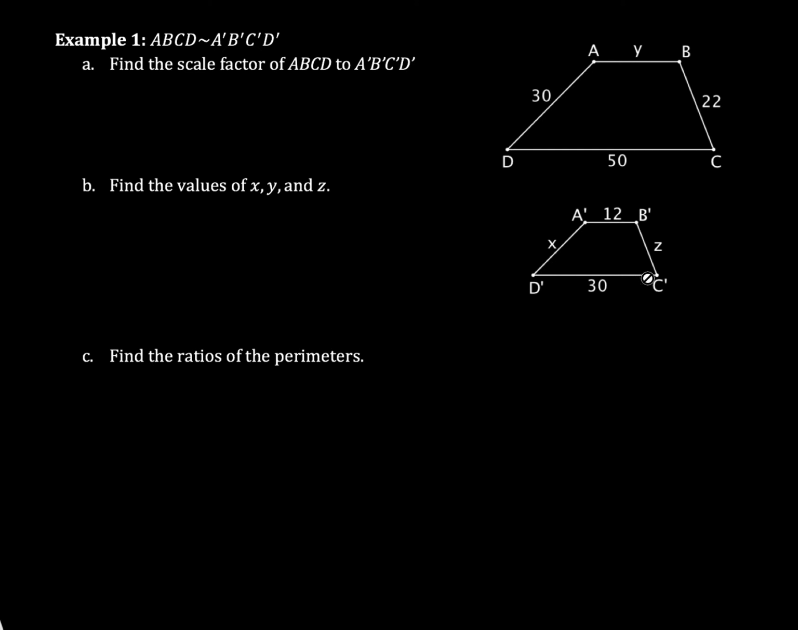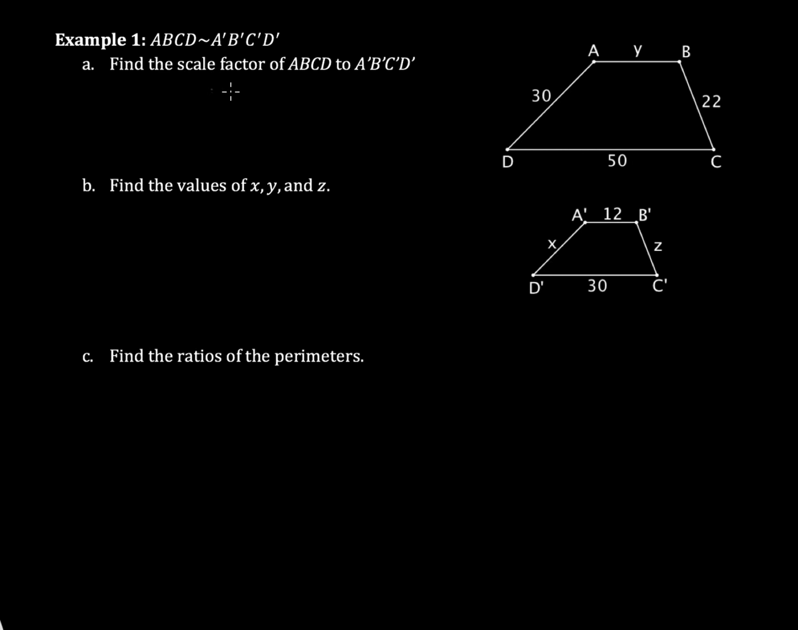Let's look at another example. In this picture, we have A, B, C, D, similar to A prime, B prime, C prime, D prime. This is some kind of labeling that you'll see a lot when dealing with similarity. They took all of these letters and tacked on this apostrophe to it. We call that A prime, B prime, C prime, and D prime.